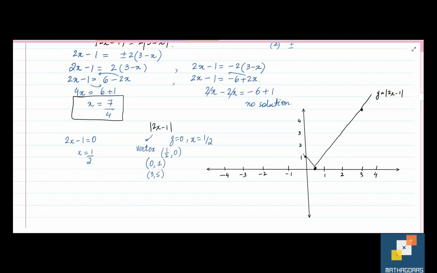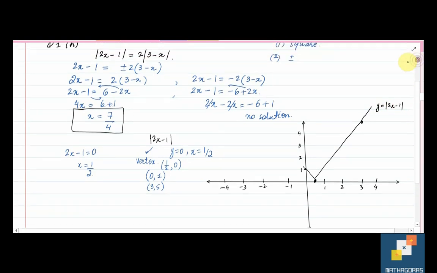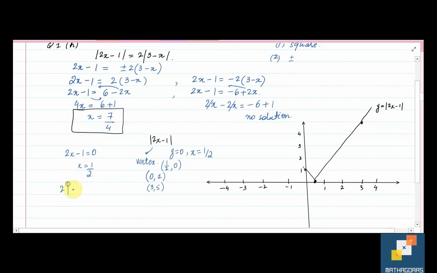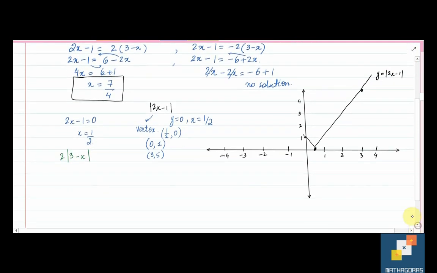Similarly, we need to plot the graph of y is equal to 2 modulus of 3 minus x. At first, the vertex point. Now the vertex will occur when the value of x is 3, right? So at x is equal to 3, y is 0, that is your first vertex point. When x is 0, y will be +6, that is your intercept point, right? So if I need to plot these points, it's 3, 0 and 0, 6.